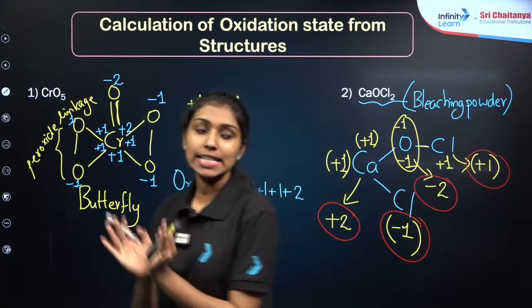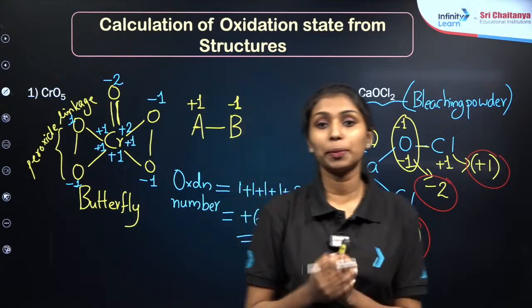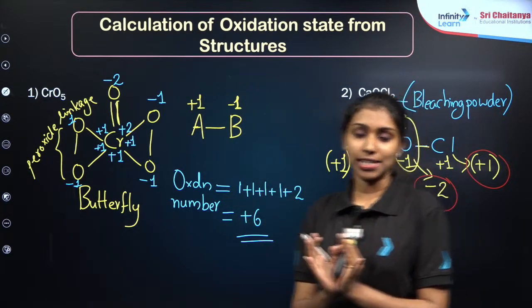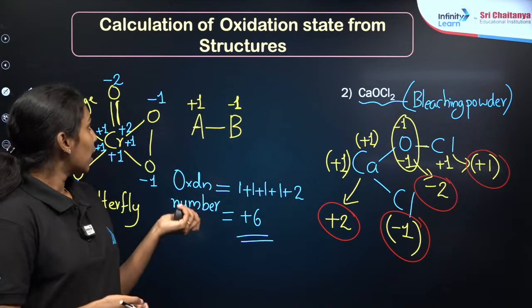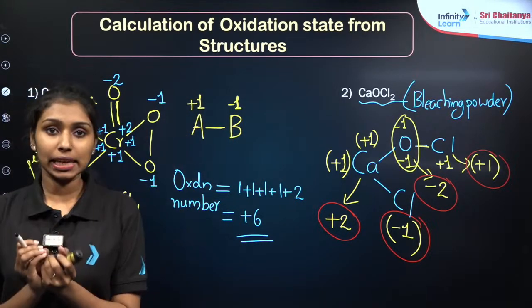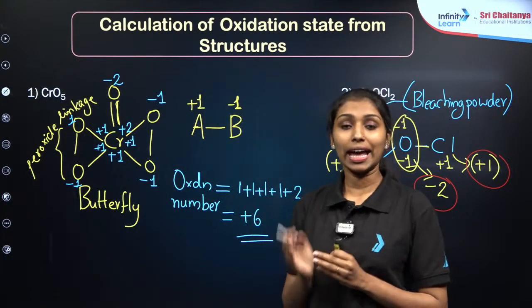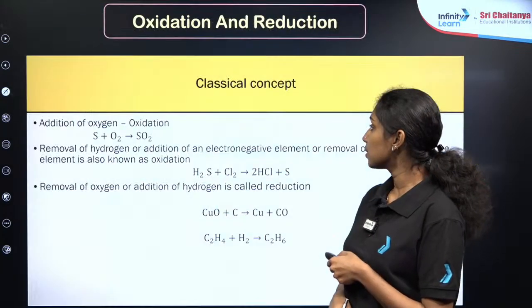Now, we have already discussed the oxidation number, how to calculate the oxidation number of particular atoms in a compound. Now, let me explain the basics of redox reactions, that is oxidation as well as reduction reactions, right? In this topic, we will be discussing different concepts like the classical concept, oxidation number concept and electronic concept. Let me first move to the first concept, that is the classical concept.